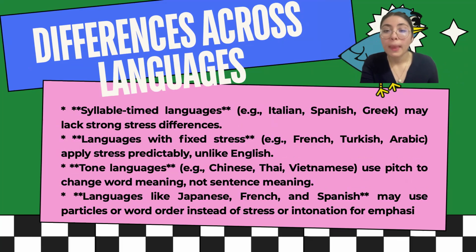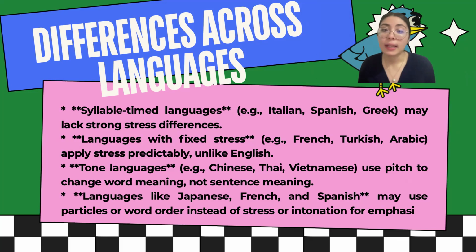And now let's look at differences across countries. English is stress timed, meaning rhythm and meaning depend heavily on stress and intonation in English, right? Speakers of other languages may face challenges if their native language uses different rhythmic or intonation systems. I put some examples here.